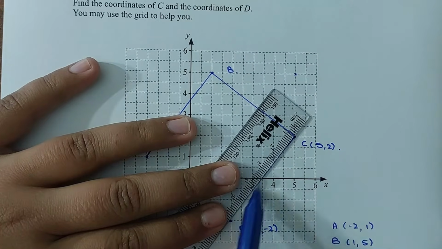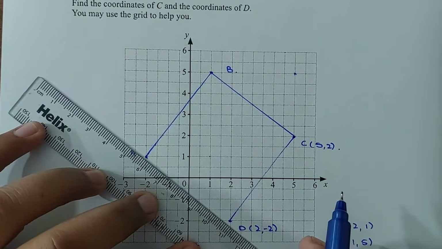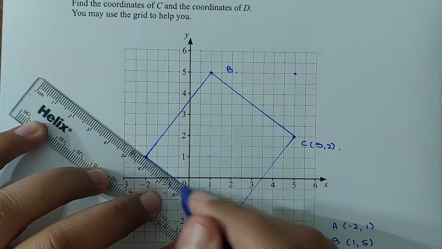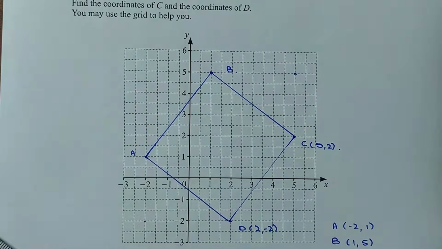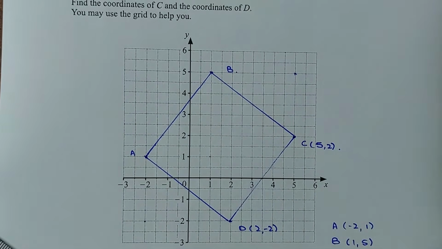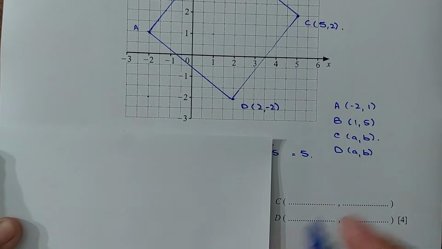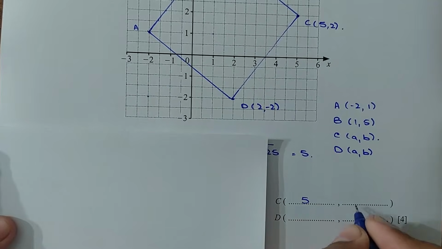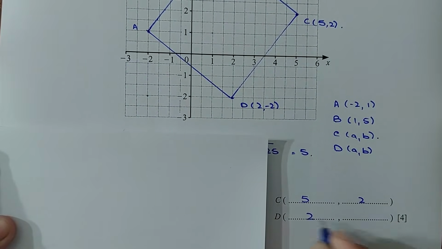So this shape is a square, right? So we can say the coordinates of C is (5, 2), and D is (2, -2). So C should be (5, 2), and this is (2, -2).